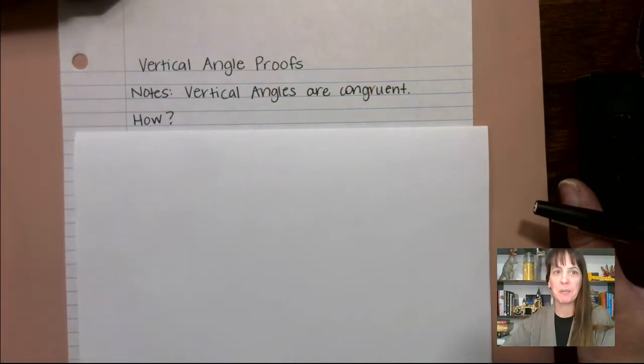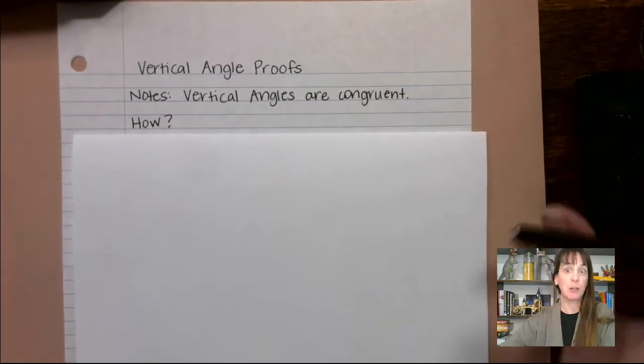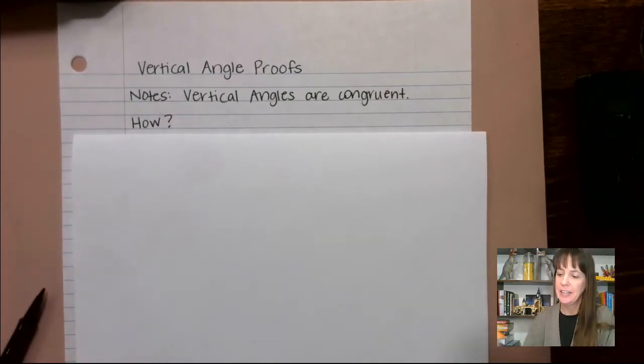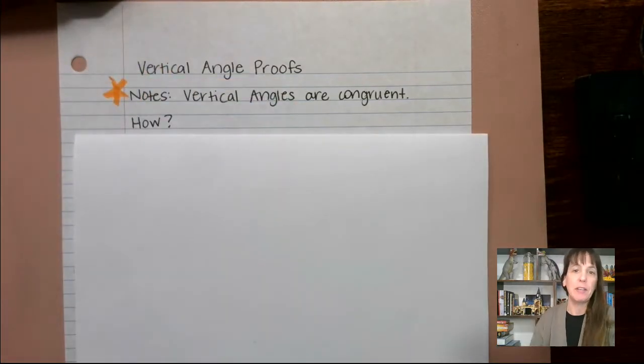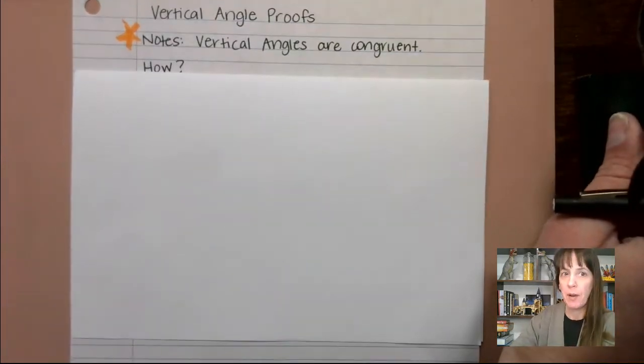The first thing I want you to write down in your notes is that vertical angles are congruent. Vertical angles are congruent. Now we're going to do a proof to show you why they are congruent, so that way you can use that note, vertical angles are congruent, going forward. Okay, so how are they congruent?